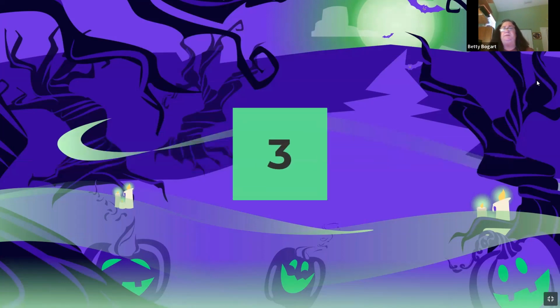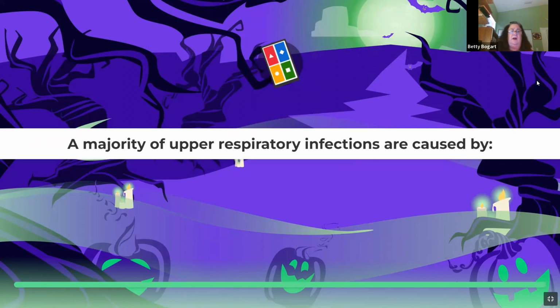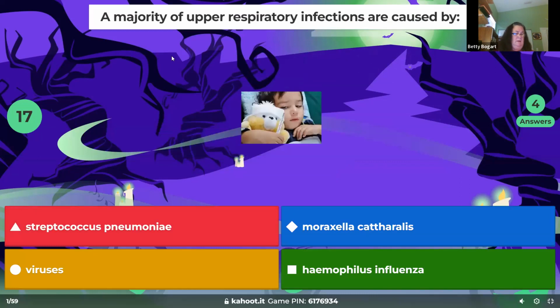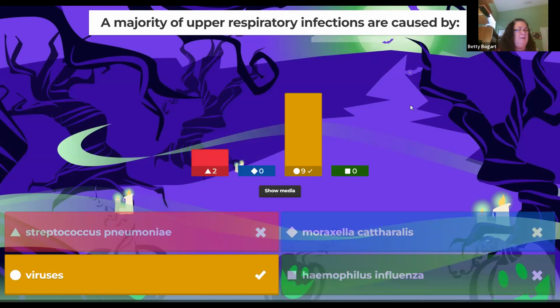Respiratory and cardiac systems. A majority of upper respiratory infections are caused by... So we know upper respiratories are mostly viruses, right? There are some of those bacteria, but mostly viruses.